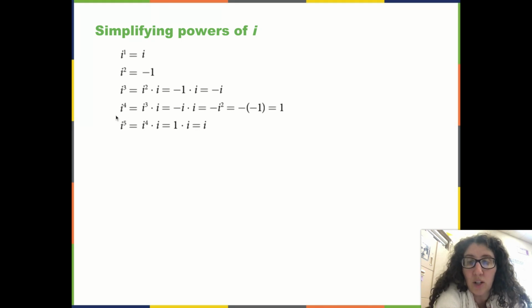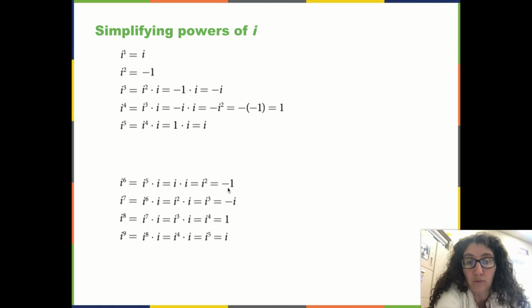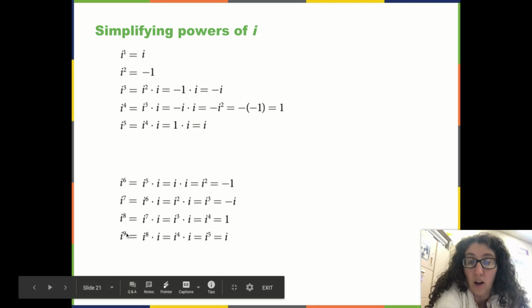Okay, so the real question is, how many of these i to the fourths can we factor out of something? So how about like i to the sixth? Well, that's like i to the fourth, which is just 1, so we can ignore that. So it's really the same as i squared, so it's going to be negative 1. Sure enough. i to the seventh, well, we could think of that as i to the fourth with i cubed left over, so that's going to be negative i. i to the eighth, it's like i to the fourth times i to the fourth, 1 times 1, which is just 1. i to the ninth, we could take out i to the fourth, and just be left with i, right?